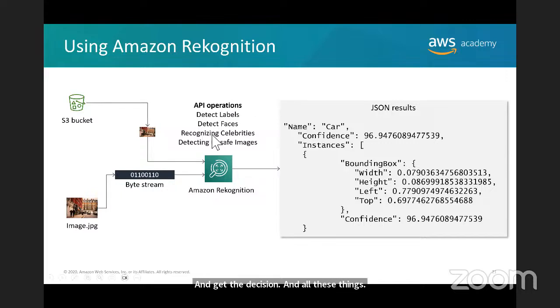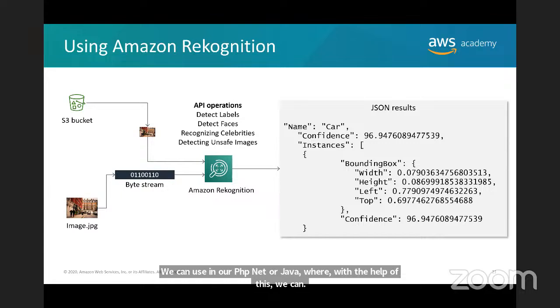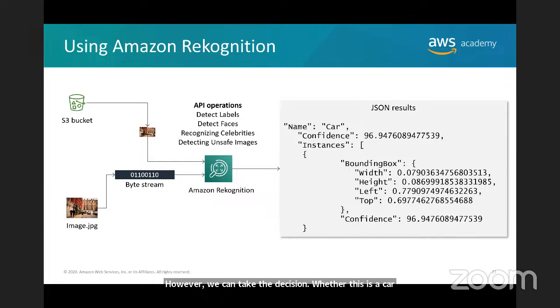You will see here, this picture will detect the labels, detect the faces, recognize celebrities, detect unsafe images, all these things. Amazon Rekognition plays a very important role and gives this type of JSON result. This JSON result we can use in PHP, .NET, C++, or Java, and with the help of this we can take the decision whether this is a car or an apple or something else, a building, or something malicious or genuine.